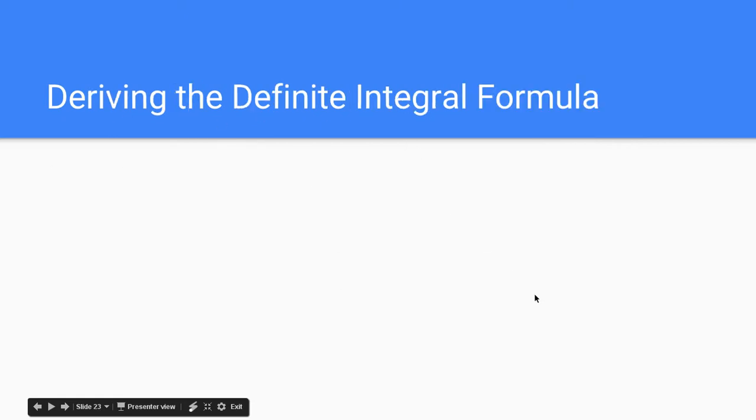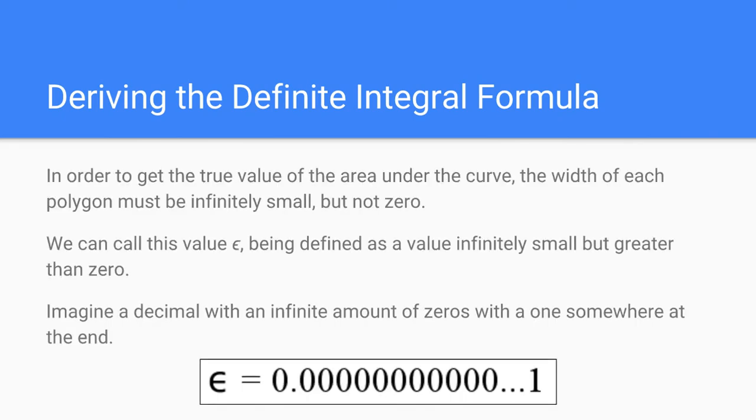Deriving the definite integral formula. So I told you the formula as it is, it won't really work. We can only use it, as I showed with JavaScript, to get estimates and not exact answers. So we're going to derive a new formula. In order to get the true value under the curve, the width of each of the polygons must be infinitely small but not 0. We can call this value epsilon, defined as the value infinitely small but greater than 0.